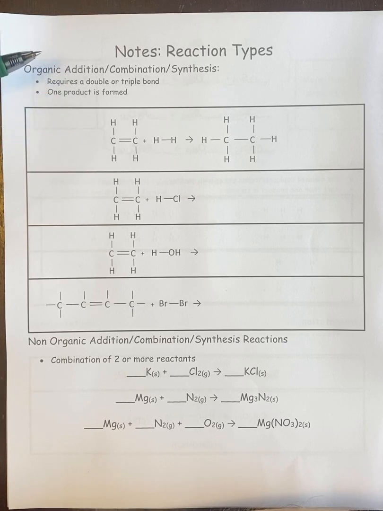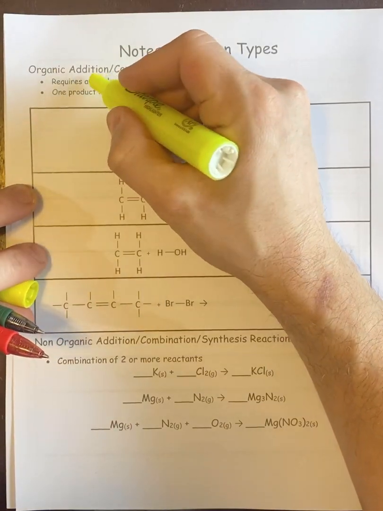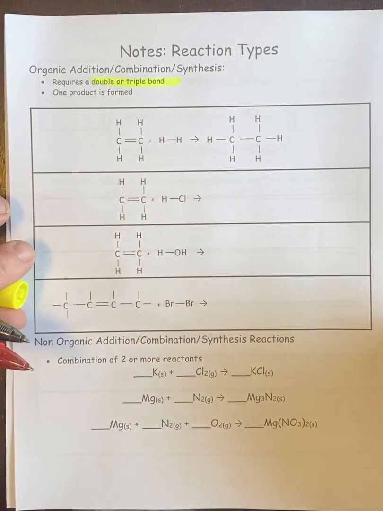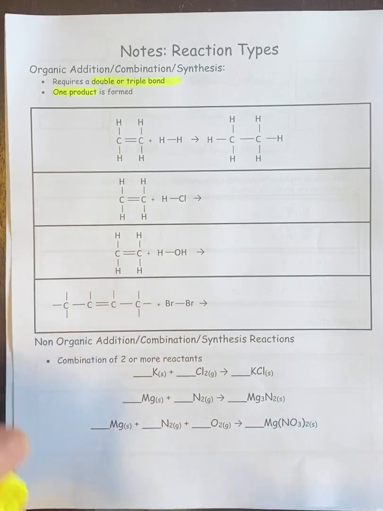So for addition, combination, or synthesis, I'm going to break this down into two types. There's organic addition, combination, or synthesis. Notice I can use the same word for each, meaning addition is the best word to use because it explains exactly what's happening. Combination or synthesis also means the same thing. Now for organic addition, we need a double bond. That is a requirement. So it could be a double, it could be a triple. It doesn't make a difference. And only one product is formed.